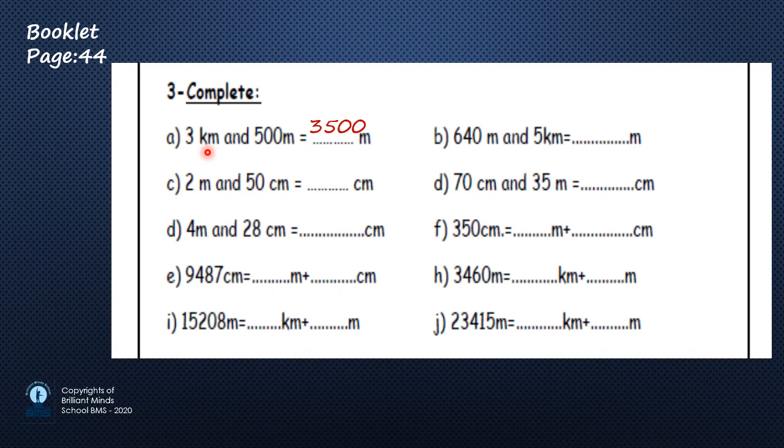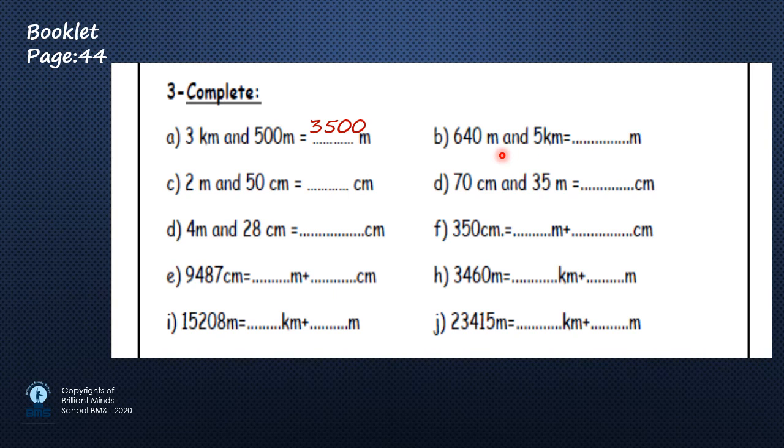Do we have another way to answer this question? Yes, convert kilometer to meter. That means multiply by 1,000. 3 times 1,000 equals 3,000. 3,000 plus 500 equals 3,500. You can use the houses and the place value, or you can convert and add. Okay, my dears?